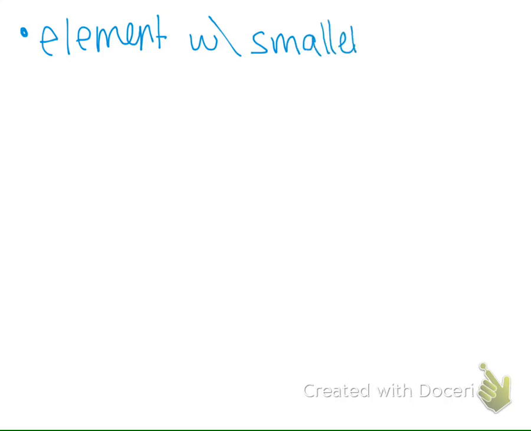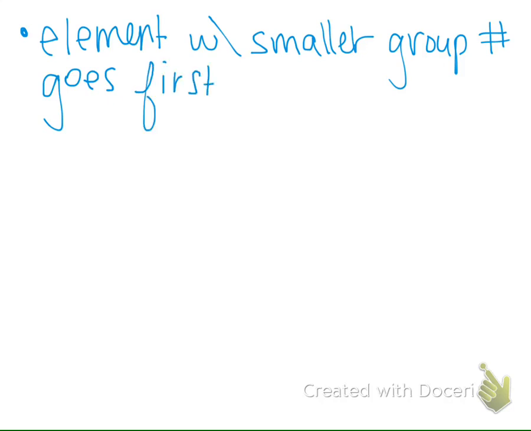Here are the rules for naming covalent compounds. Okay? I'm just going to write them up here and we can talk about them as we go. The first rule is that the element with a smaller group number, or the element farther to the left, element with a smaller group number goes first in the naming process. So this would be elements that are farther to the left on the periodic table, remember, because our groups go from left to right.